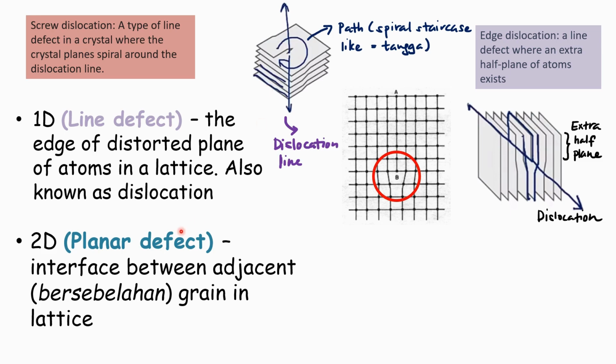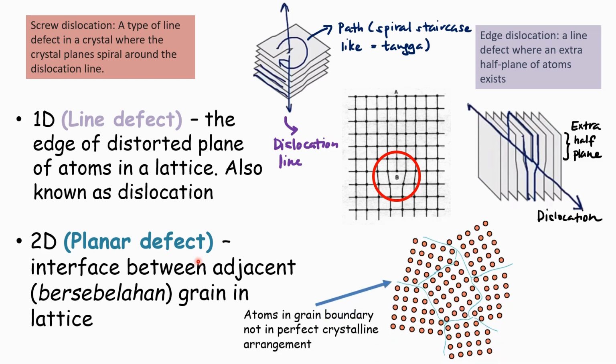That is an interface between adjacent grains in a lattice, like what we can see here. So we can see in the figure here, we know that the atoms in a grain boundary are not in the perfect crystalline arrangement, and any disruption in stacking sequence can lead to a stacking fault and also a twin region.